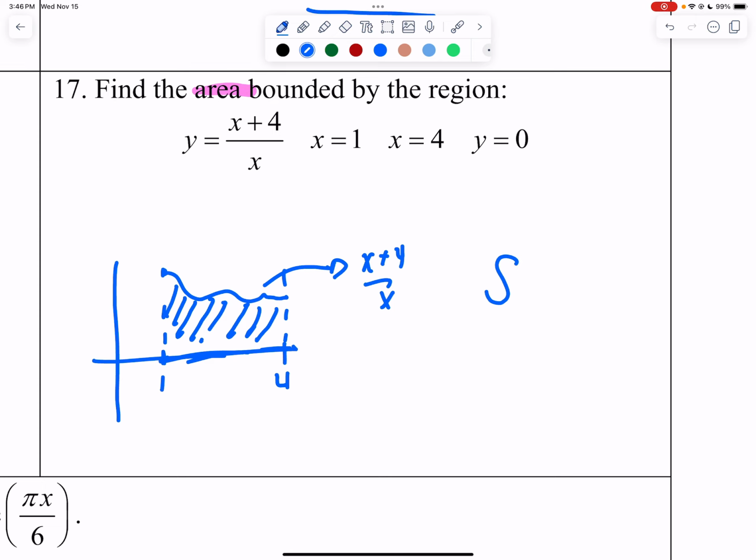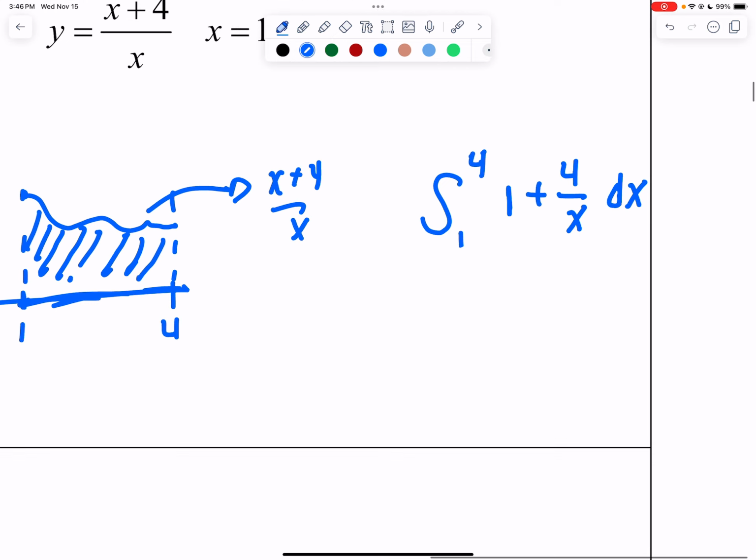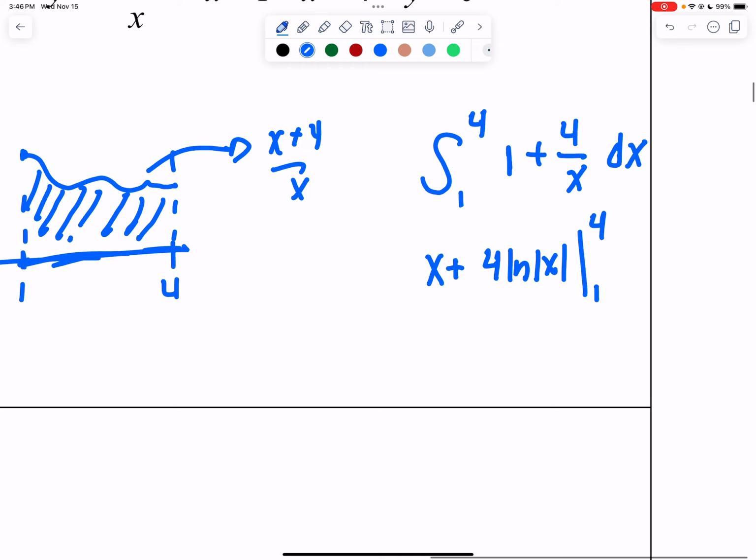going from. So in this case, this is going to be the integral from 1 to 4. And then my integrand is going to be whatever I have, in this case, x plus 4 over x, which I am going to clean up a little bit to get 1 plus 4 over x dx. All right, I am going to take the antiderivative of that. So that's just going to be x plus 4 ln of the absolute value of x from 1 to 4. So now we're just going to evaluate that and see what that gives us.